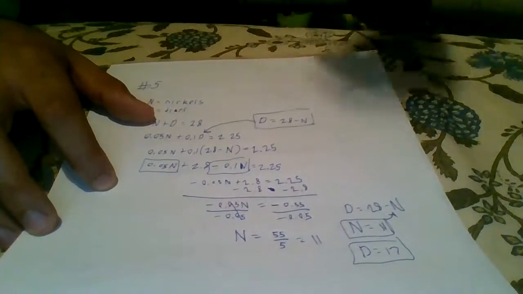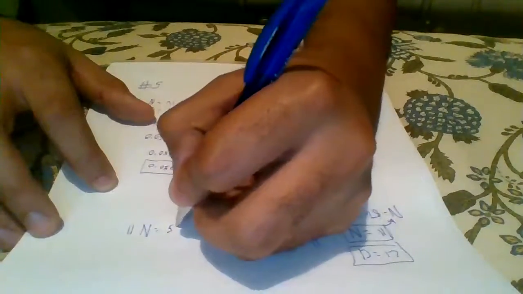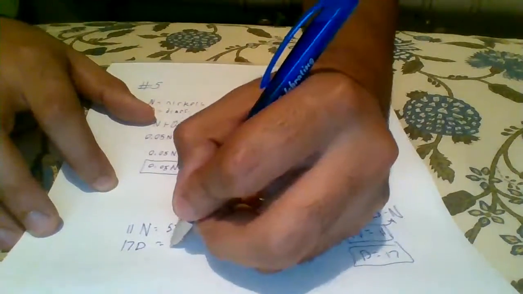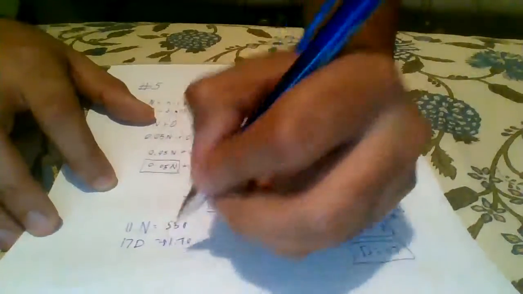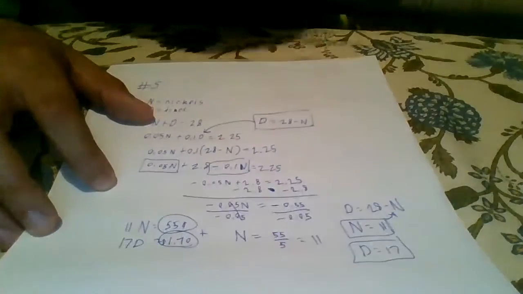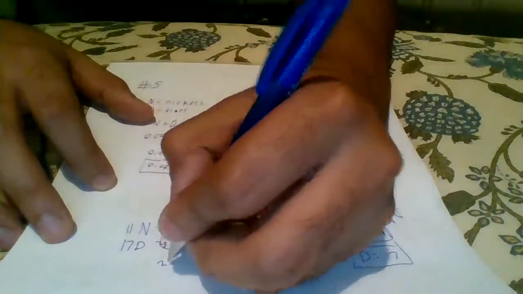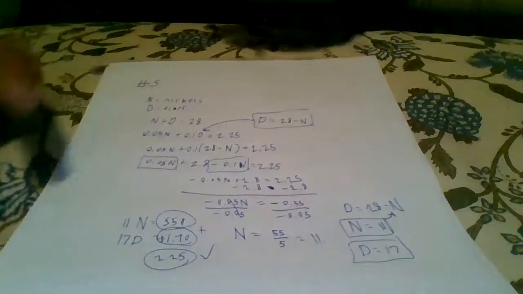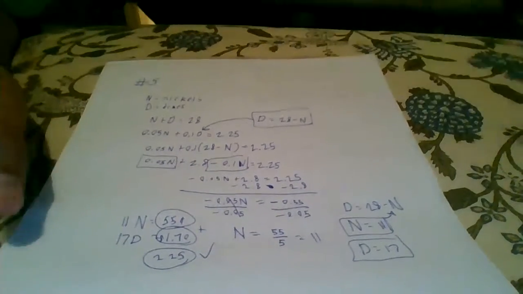So really quickly to check, 11 nickels is 55 cents. 17 dimes is 170 cents. I add these two together, so 55 plus 170, and I do indeed get 225. So it checks. So that is how you go about solving these systems of equations given a word problem.